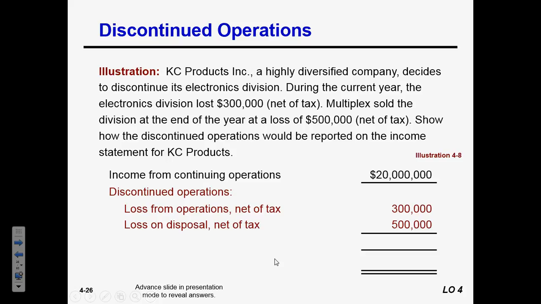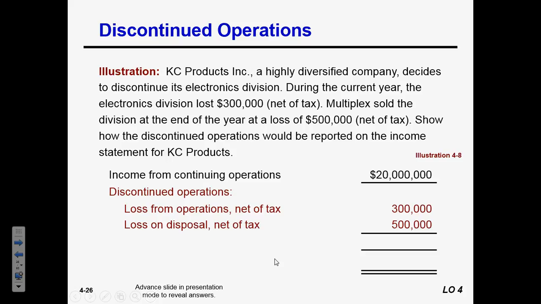Now, we might keep operating after the point we decided to get rid of it, but we think that's part of the disposal, not part of the operation. So this is normal operations up to that point, and then this disposal is wrapping it up, shutting it down, and actually disposing of it. What really makes this hairy is the actual disposal could be in a different year. And then we have to estimate what the loss is going to be.